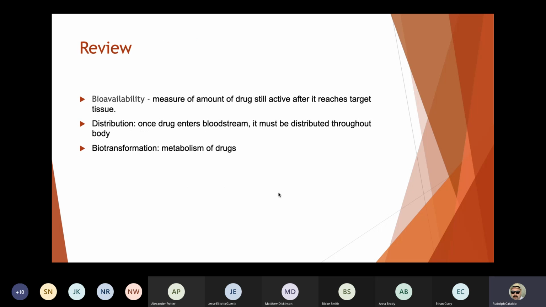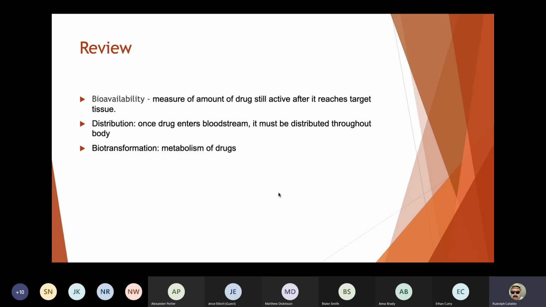Bioavailability. So after a drug reaches its target and it does its job, we'll use atropine for an example. After atropine works, speeds up our heart, there is still an amount of that drug that is left in our system. And that is measured when we talk about bioavailability. We're talking about that amount of medication that is left.